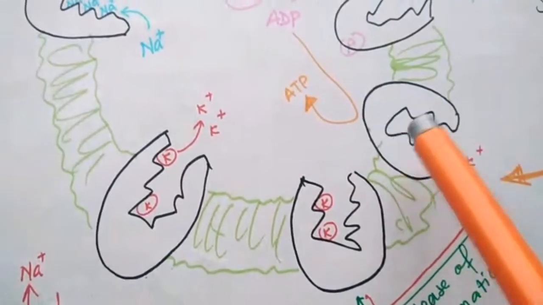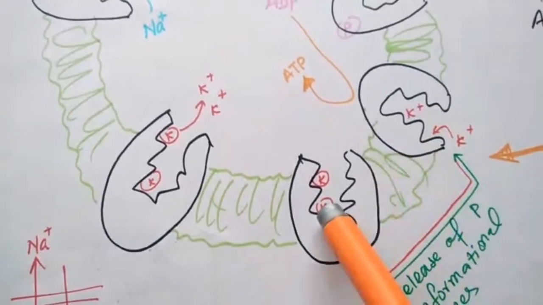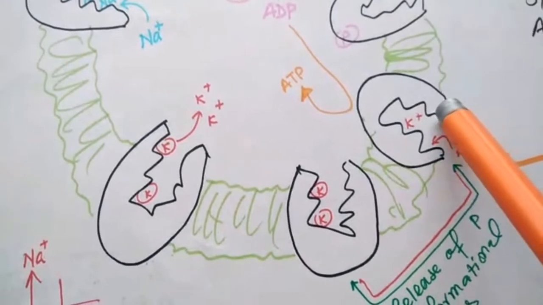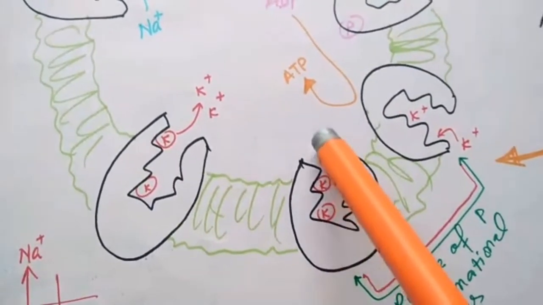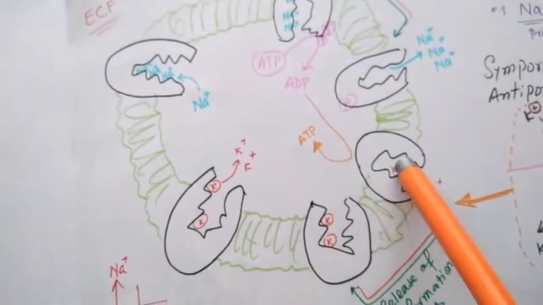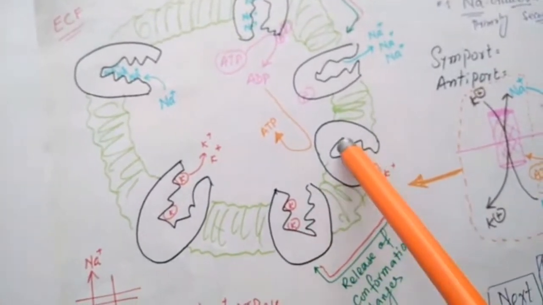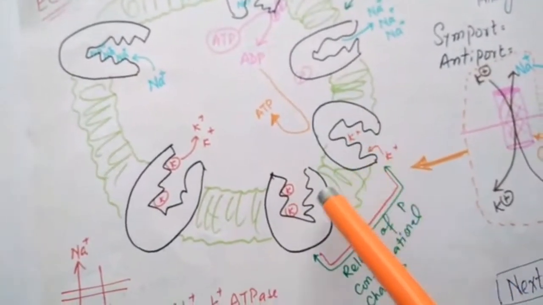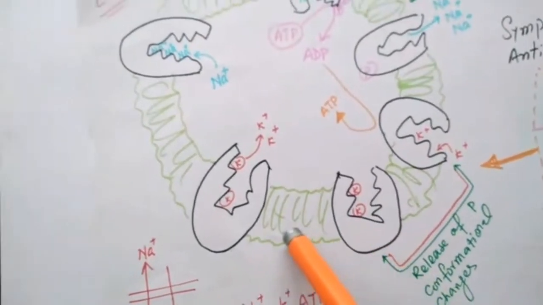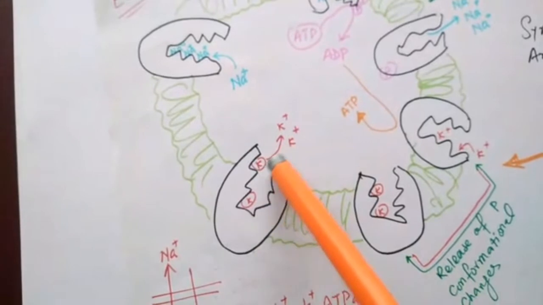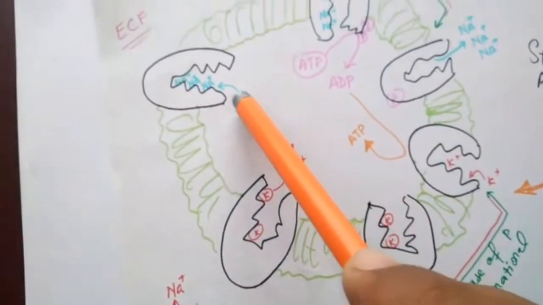Once this carrier protein is dephosphorylated, again there is a conformational change. Look here, the carrier molecule was facing outside, and now in this case the carrier molecule is facing toward the cell. This is known as conformational change. The dephosphorylation again causes the conformational change. Now when this conformational change occurs, the carrier protein releases potassium into the cell and loads the sodium.